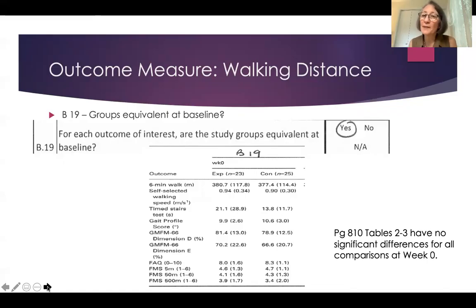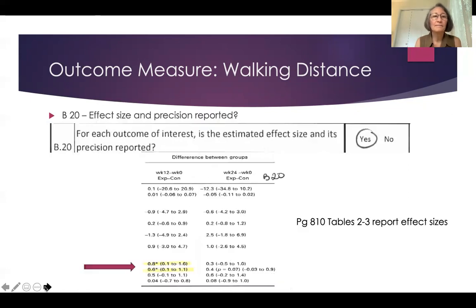Were the groups equivalent at baseline? And here you would need to look at tables 2 and 3, because they describe the data at baseline, week 0, at the beginning of this study. They have, for each of the measures, what the experimental group and the control group scored. And you'll see that none of these have any indication of a significant difference between the groups. So yes, the study groups are equivalent at baseline.